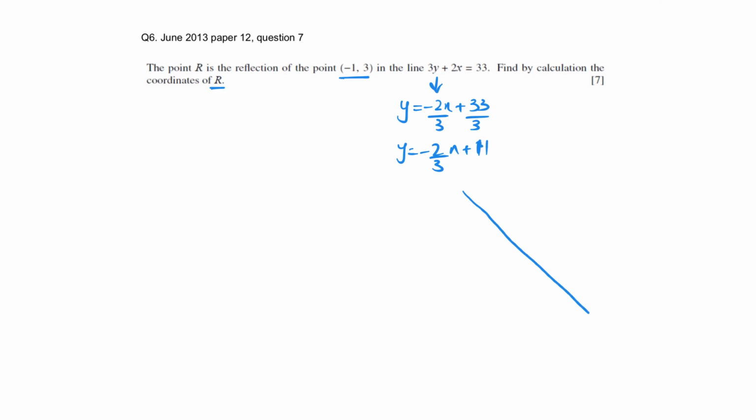Minus 1 comma 3 is this point, for example, and the reflection of this point would equally be apart over here, such that the distance between this point and R and this point and minus 1 comma 3 is the same. These two segments are the same length, which further means that this point becomes the midpoint.